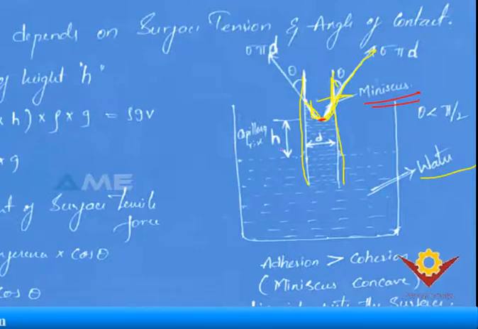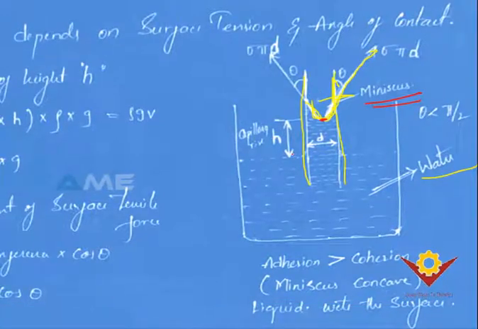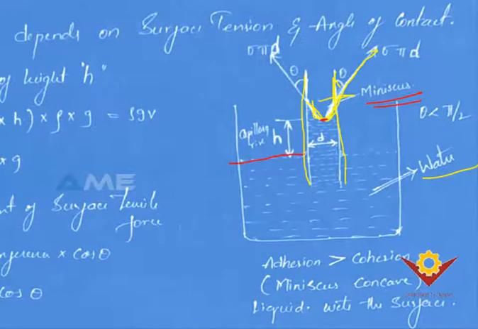And moreover, this is the level of water and this is the level of the meniscus in the glass tube, and that is your capillary rise. From the level of water to the formation of meniscus, the distance between these two is your capillary rise. And here you can see the conditions.